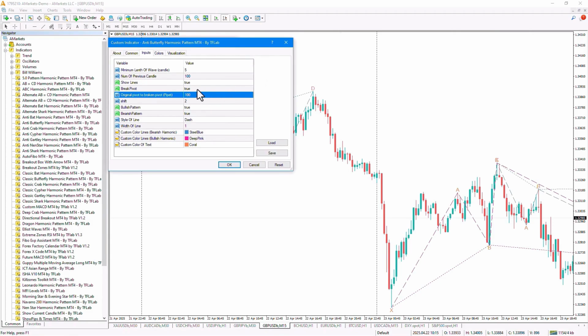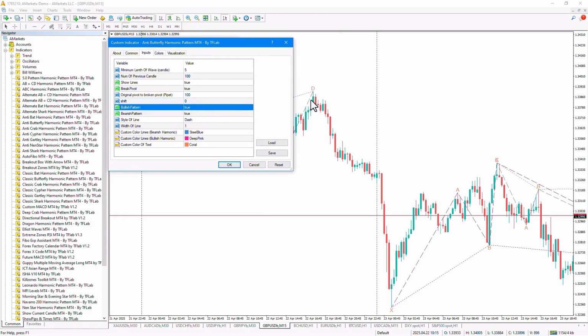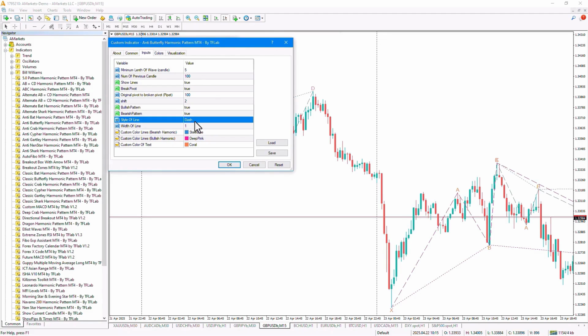In the next section there is the shift option, which is set to 2 by default. This means that after point D is formed, it moves forward by 2 candles and then it checks the harmonic pattern. If I set it to 0, the pattern will be checked and ultimately formed as soon as the D point candle closes. In the next 2 sections, I can enable or disable the display of bullish and bearish harmonic patterns. I can also set the drawing style, which can be chosen from 5 options: solid, dash, dot, and dash, dot. By default, it is set to dash.